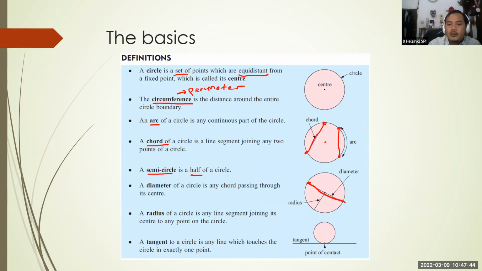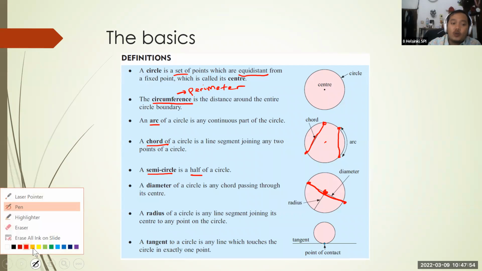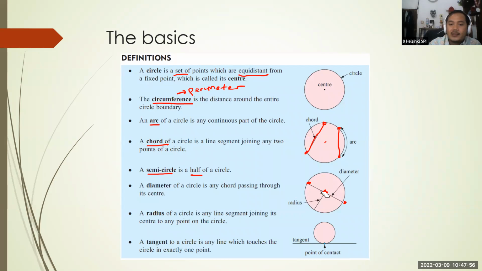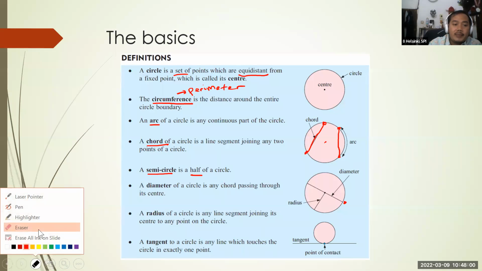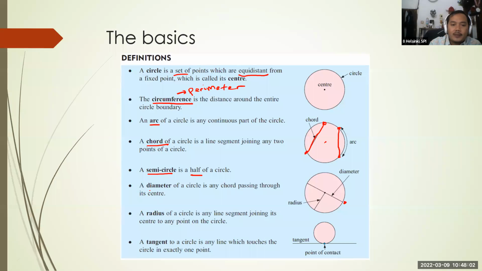From here to here, and it also passes through the center point. So a special name for this chord is what we call diameter. Ya, kita sebutnya diameter. Jadi chord yang melewati titik tengah kita sebutnya diameter. Oke. Ya, ini basicnya dulu ya. Siapa tahu ada yang lupa. Oke, diameter. Oke, the next one is the radius.